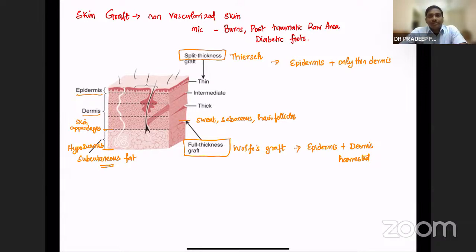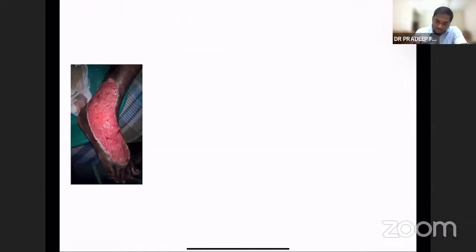So where will you use split thickness skin graft? Where will you use full thickness skin graft? How do you harvest the skin graft? What is the process of grafting? And what are the advantages as well as the disadvantages? We will discuss further. So this is a common example of an indication for skin grafting. Here, this is a diabetic wound which has granulated very well. Okay. So where can you harvest the skin graft? What are the sites of harvesting skin graft?